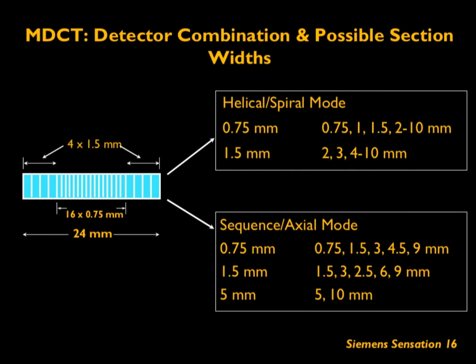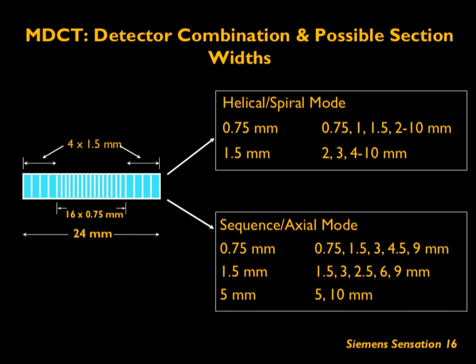Here's an example of the multi-detector CT, the configuration of the detector combination and possible section width or slice width. Shown here is a Siemens Sensation 16 multi-detector CT scanner, which implies that it can acquire 16 slices in a single gantry rotation.